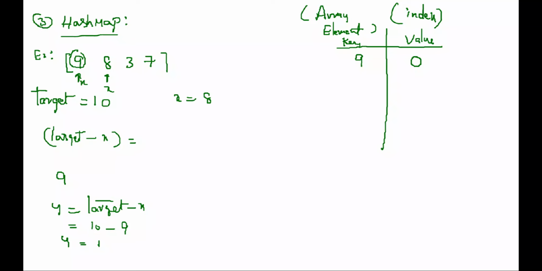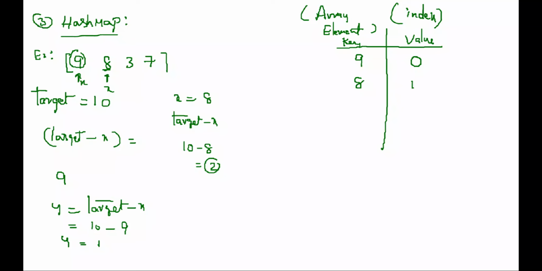So now you calculate target minus x. Target minus x. It will be 10 minus 8. So it is 2. Is 2 there in the hash map? No, 2 is not there. Then you throw this 8 into the hash map. So 8 and its index is 1.